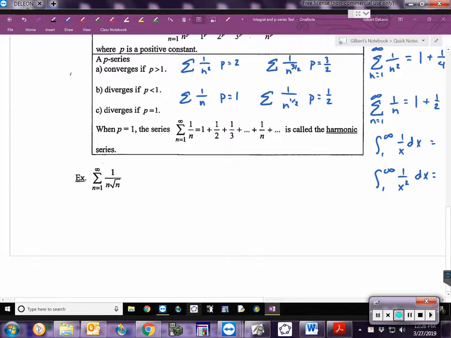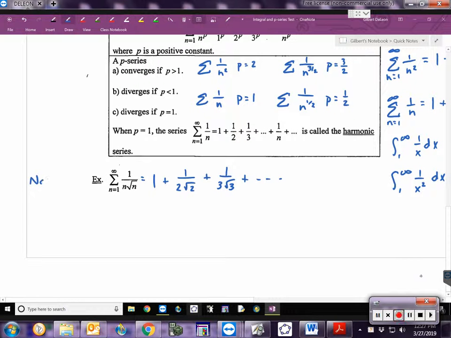So then looking at this series, listing out a few terms, the first term is 1. The next term is 1 over 2 square roots of 2. The next term is 1 over 3 square roots of 3. We don't have a constant ratio, so they're not geometric. If we did the nth term test, the bottom grows to infinity and the top's a constant 1, so we get 0, which means inconclusive for the nth term test. We could integrate this from 1 to infinity.